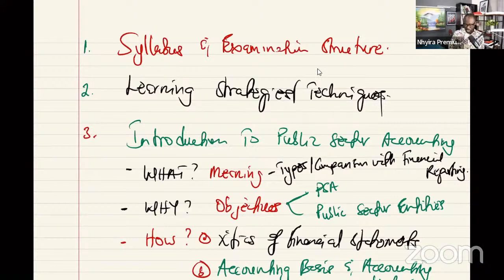Okay, so public sector accounting and finance. Like I said, we're going to go through a number of things: the syllabus and the exam structure, learning strategies and techniques that you must adopt. Then we're going to start with the introduction to public sector accounting and finance today as we begin the journey for our discussion there.